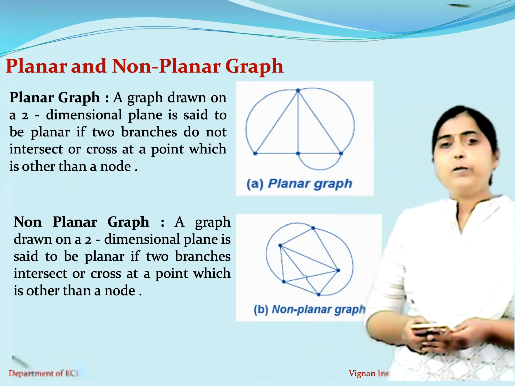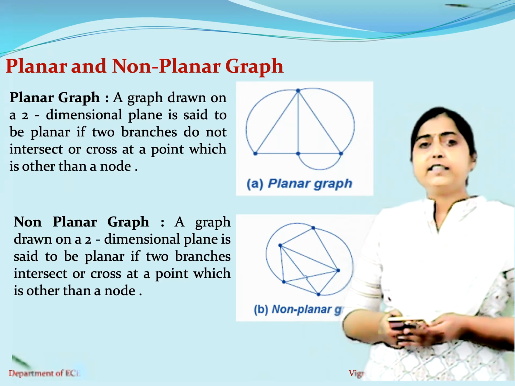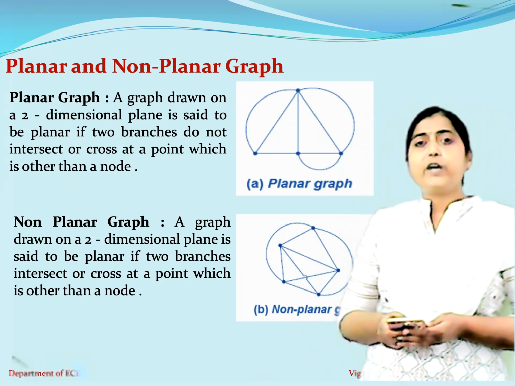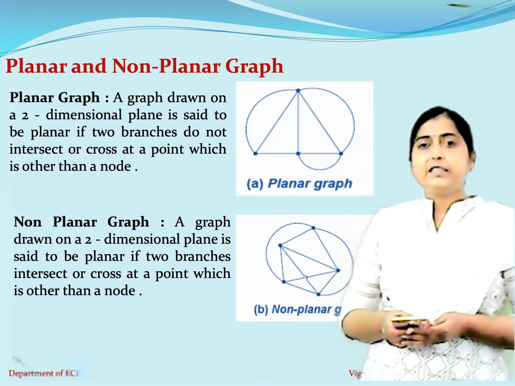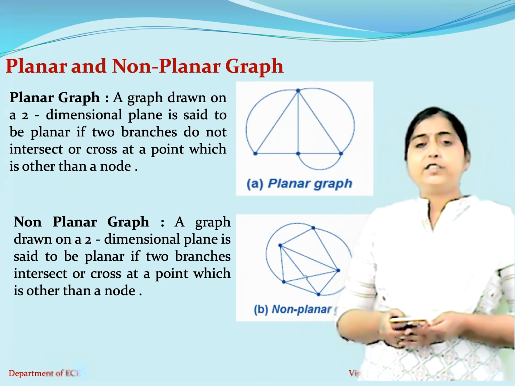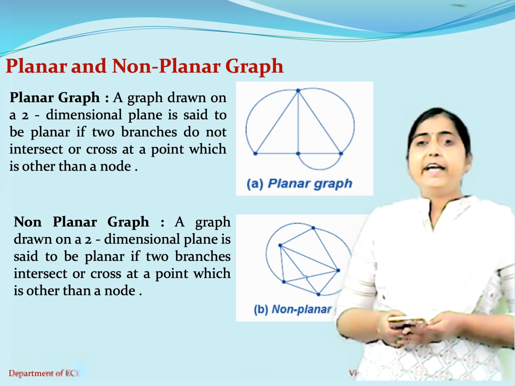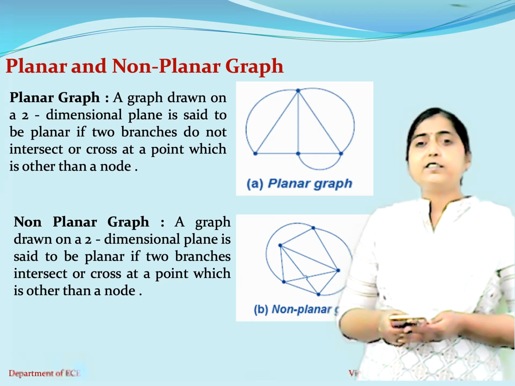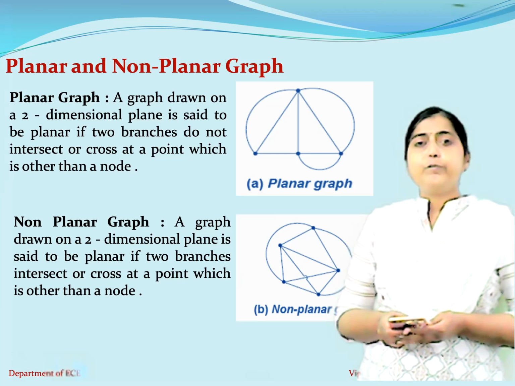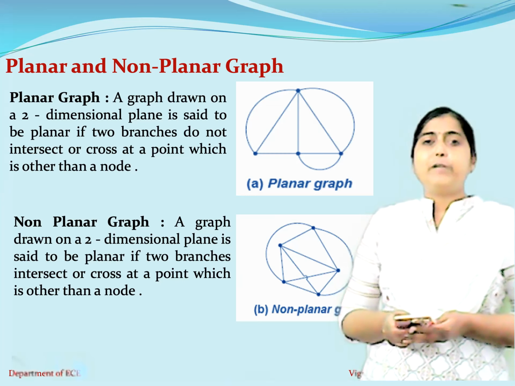So coming to a planar graph. A planar graph is drawn on a two-dimensional plane and is said to be planar if, please listen carefully, two branches do not intersect or cross at a point which is other than a node. Any two branches should not overlap or cross each other. Such graphs we call planar graphs.